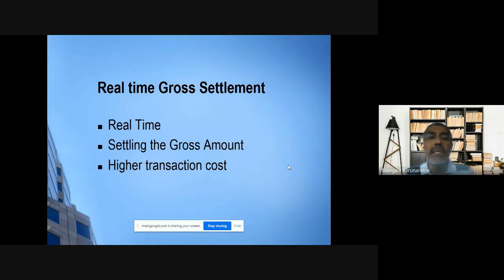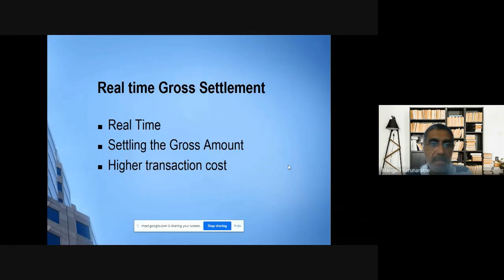Now I will be going through the two main settlement systems which are relevant to our topic and relevant to all treasury transactions, local treasury transactions, mainly the fund transfers and the government security settlements, right? So I will first go through the RTGS settlement system.